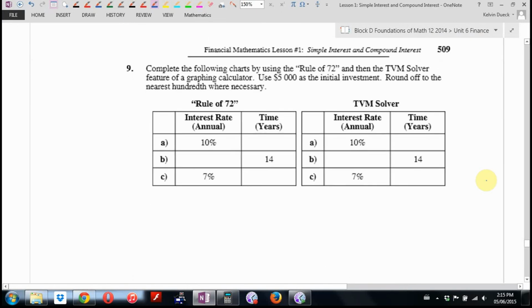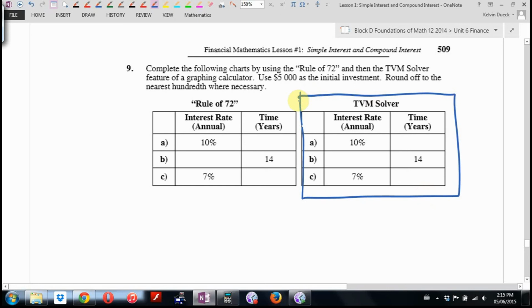8 is good. 9, I just want you to use the solver. I don't want you to use the rule of 72. By the way, the rule of 72 is a quick way to figure out how long it'll take for an investment to double. You divide the interest rate into 72, and that's how many years, roughly.